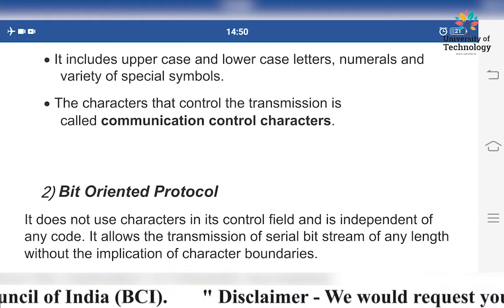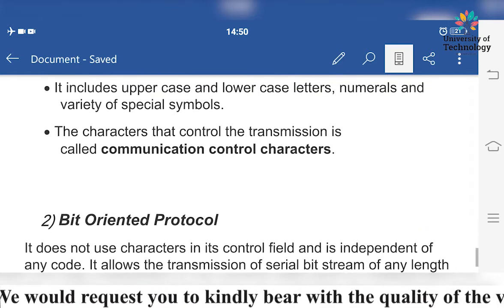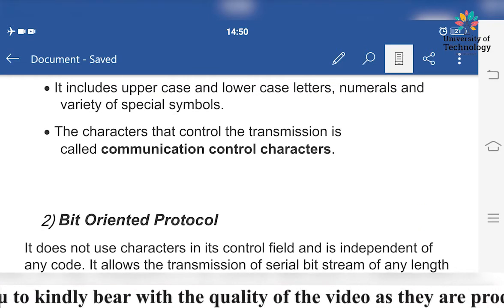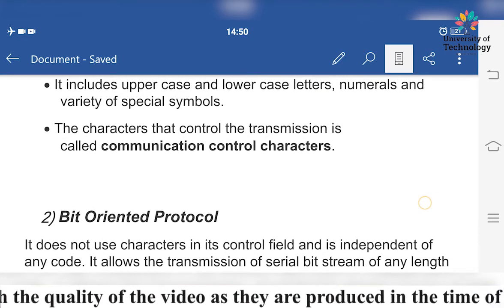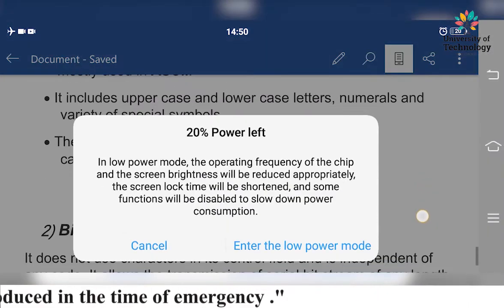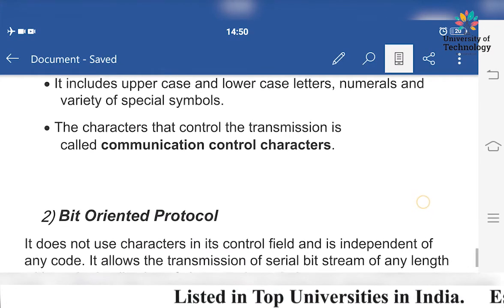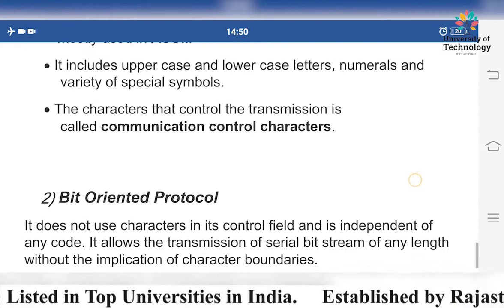See, the characters that control the transmission are called communication control characters. There are certain characters which actually control the transmission, and we are going to define these characters as communication control characters.